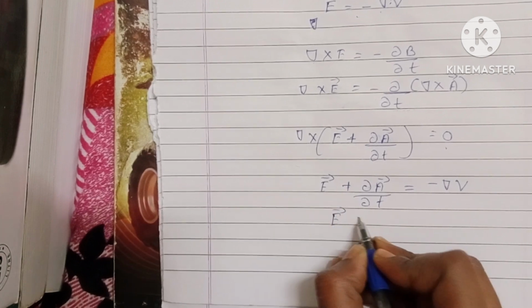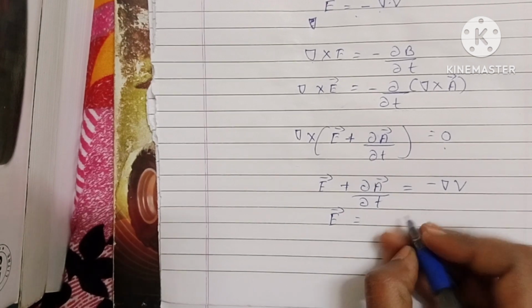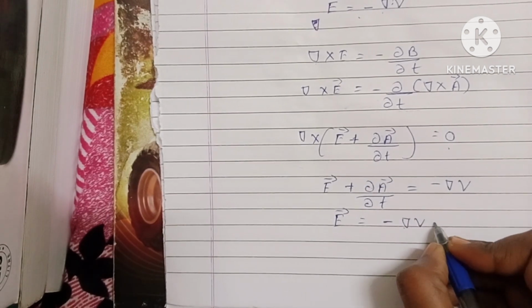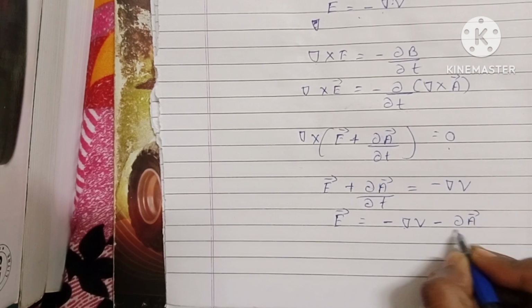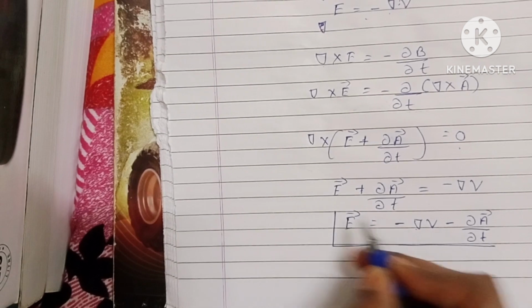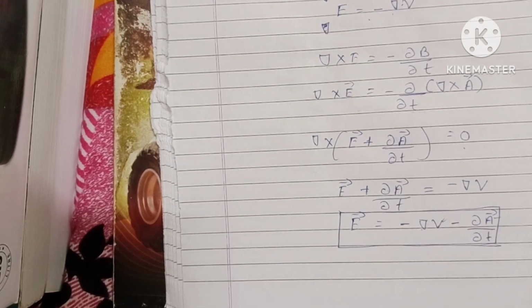Lastly, vector E is equal to, we have to send this to the RHS, so it will become minus del V minus dou A vector upon dou t. So we have to remember this equation for the electric field in terms of the potential and the vector potential. So up to here our concept is clear.